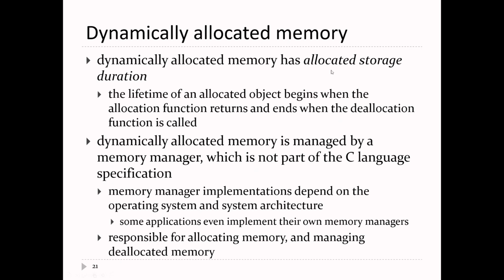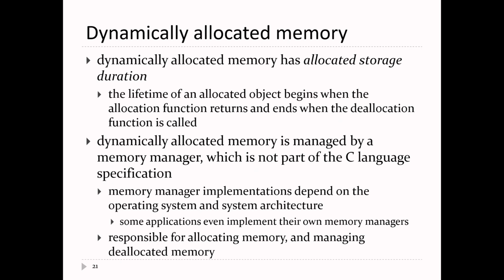Dynamically allocated memory has a different type of storage duration, called allocated storage duration. Allocated storage duration simply means the lifetime of the allocated object begins when some function that allocates the memory for that thing returns, and it ends when you call another function that deallocates the memory for that thing. So in C, the programmer has to manually manage the dynamic memory they require.